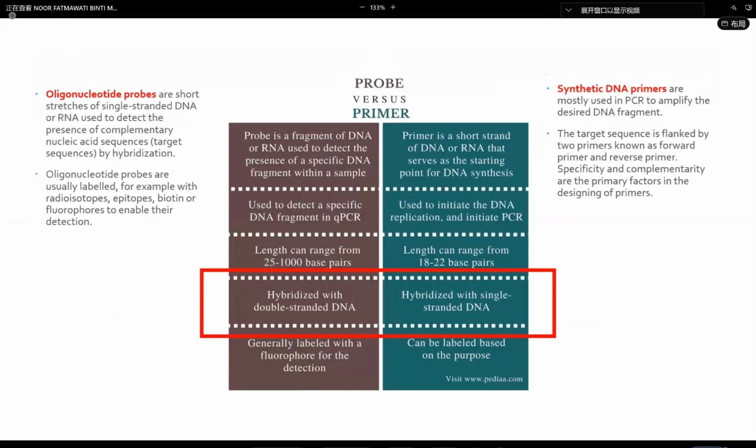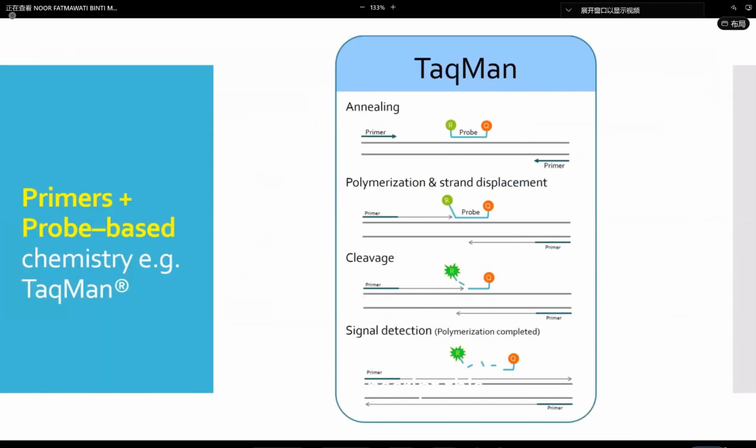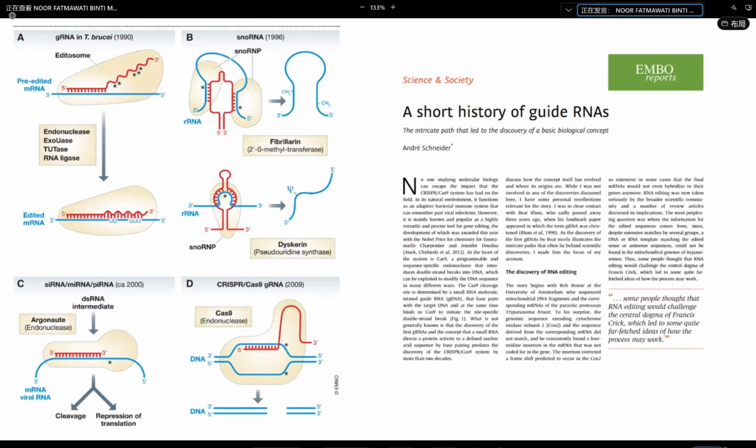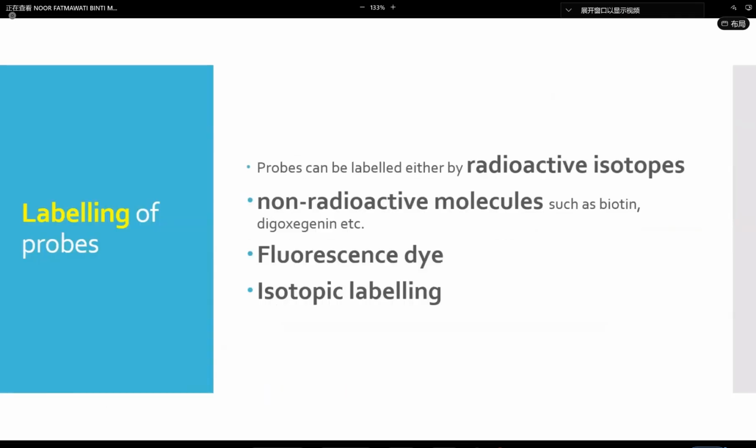Where is reverse transcriptase? Guide RNA, CRISPR.